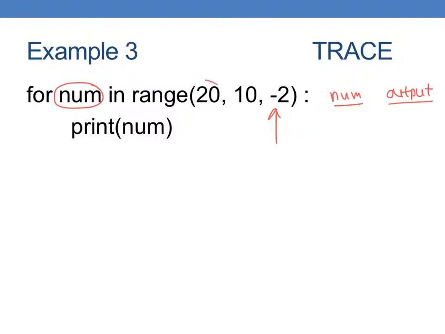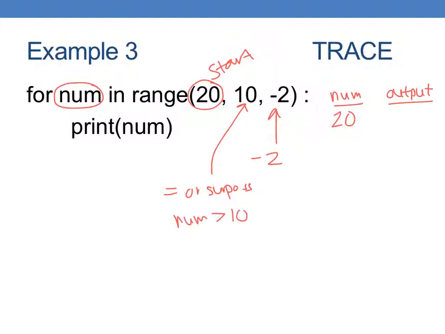So here we're starting at 20. Remember, this is our starting value. So we're starting at 20, and this means I'm going to subtract 2 every time. So we're going down. And remember, this ending value we need to equal or surpass. So to surpass this one, essentially num is going to run while it's greater than 10 because it's starting at 20 and it's going down. Once it gets to 10 or passes 10, it's going to stop.